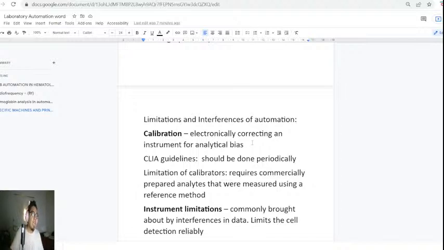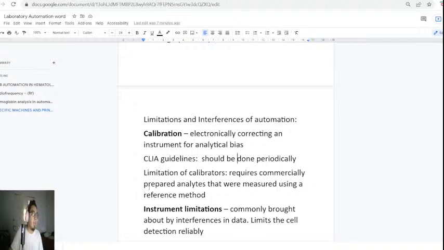So CLIA guidelines are according to Clinical Laboratory International guidelines. It should be done periodically. Calibrations. Okay, that's the reason why some machines have a sticker. They would have a preventive maintenance procedure. All right. It includes calibration also. Okay.